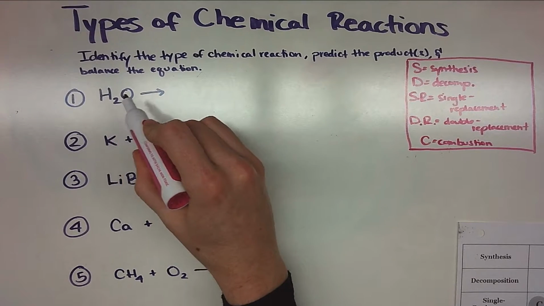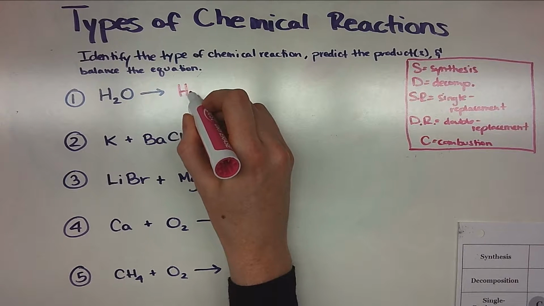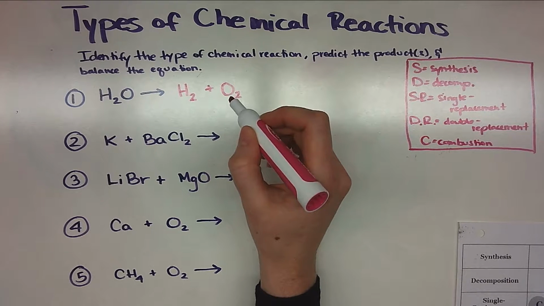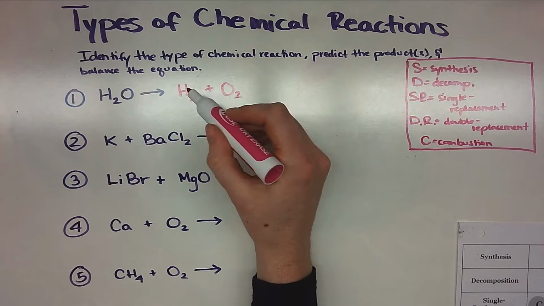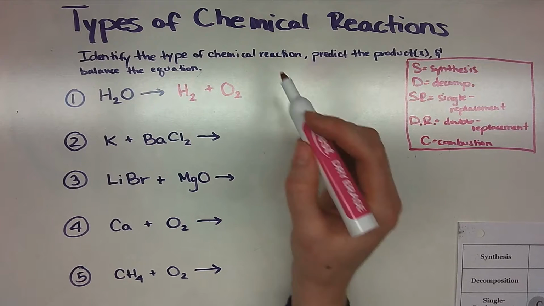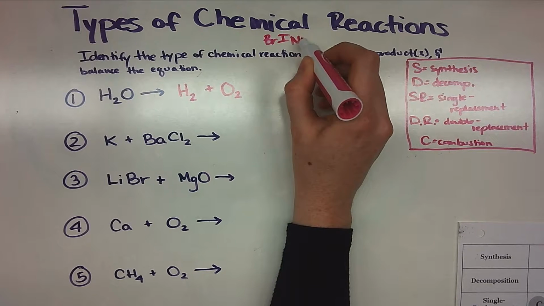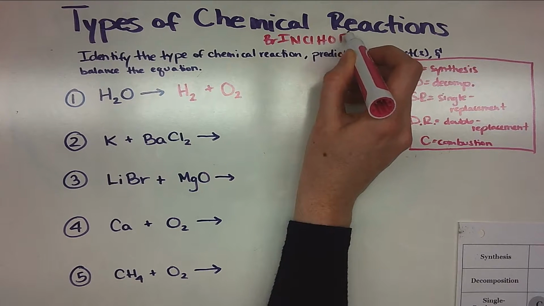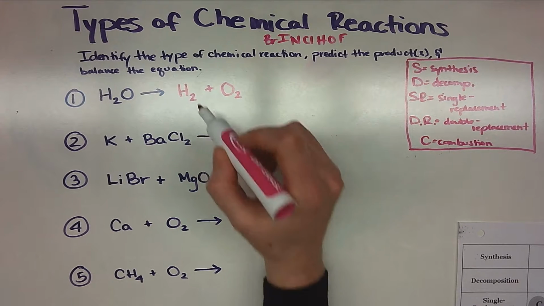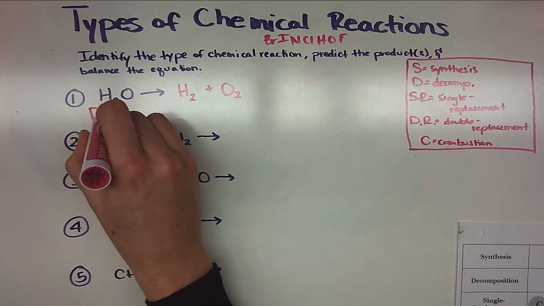So water is composed of hydrogen and oxygen. So on the other side I'm going to write hydrogen plus oxygen. And the reason why I put the 2's next to hydrogen and oxygen is because they are diatomic molecules. So always remember that about Brinkelhoff. Let's see if I can write it in. So anytime you see one of these elements written out by itself, there's always a subscript 2 with it. Alright, so we did say this was a decomposition reaction, so I'll just put that right here.